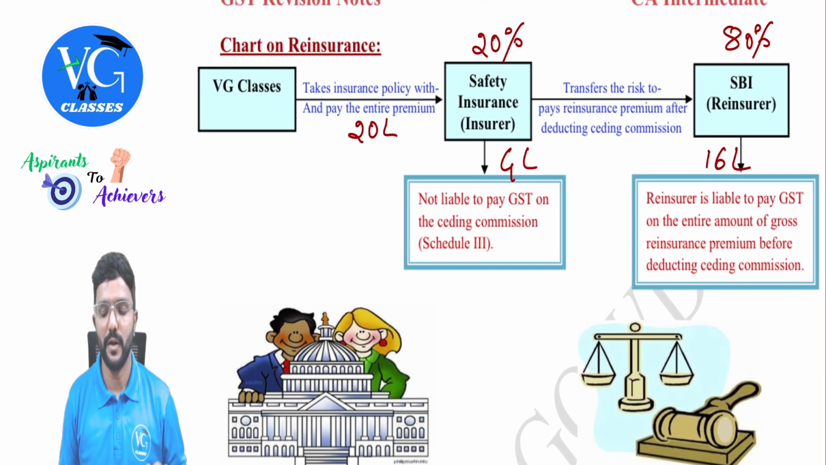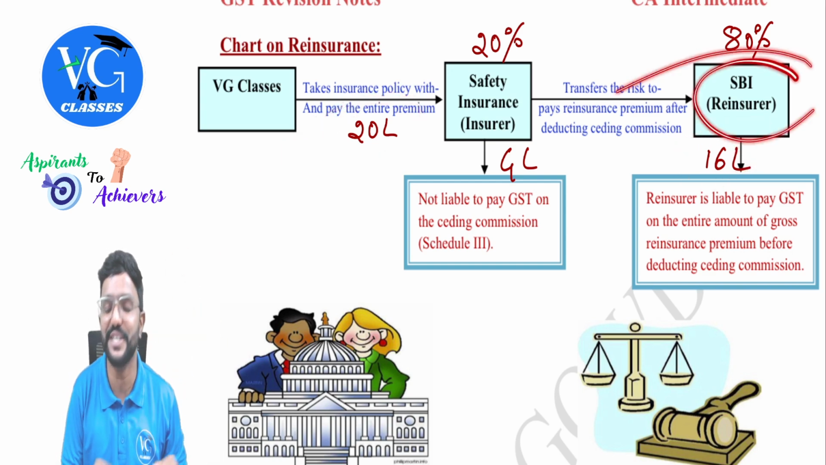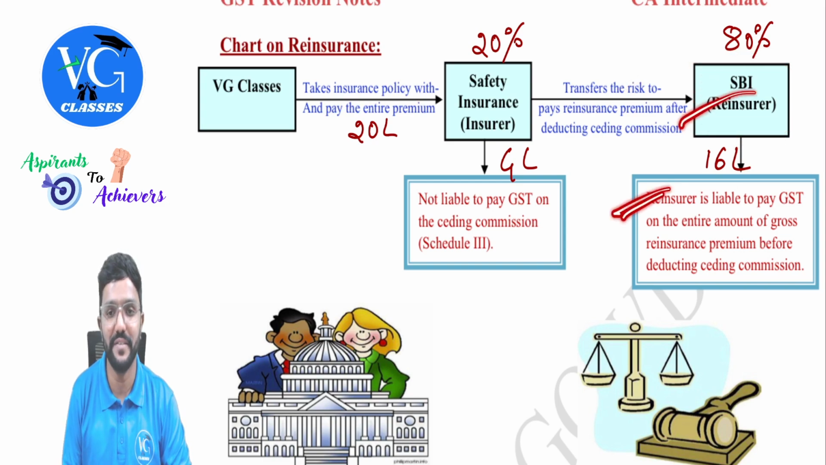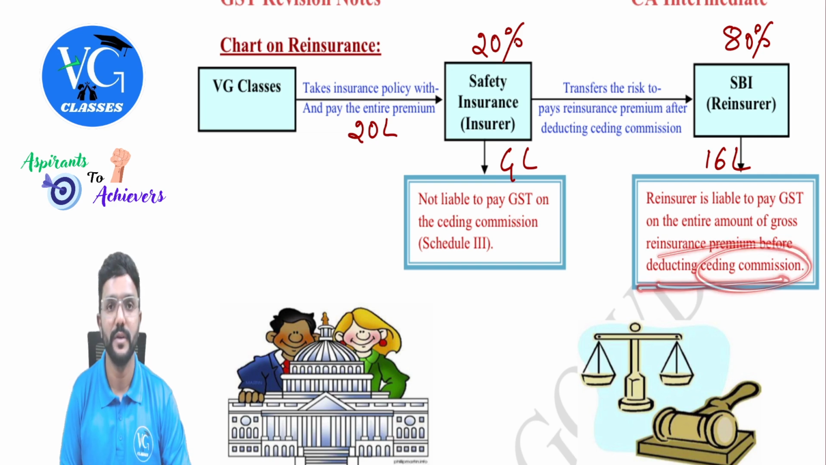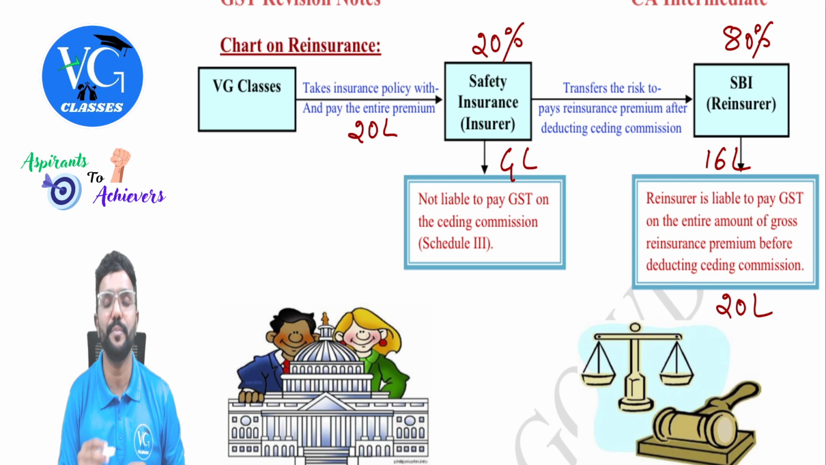So what the law is telling is, SBI being a reinsurer, they are taking the majority of the risk. So you pay GST on the entire 20 lakh, not only on 16 lakh. Who should pay GST? SBI, who is the reinsurer. I have given it here. Let us read it. The reinsurer is liable to pay GST on the entire amount of gross reinsurance premium, which is 20 lakh in my example, before deducting ceding commission. What is the amount of ceding commission? 4 lakh, which is nothing but the earnings of the insurer. So on the entire 20 lakh the reinsurer has to pay GST, even though their earning is 16 lakh.